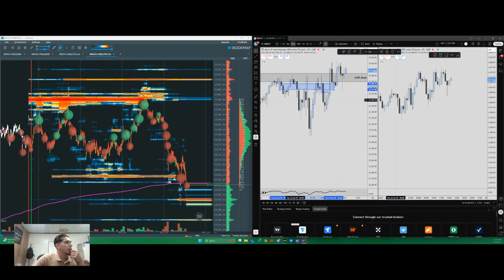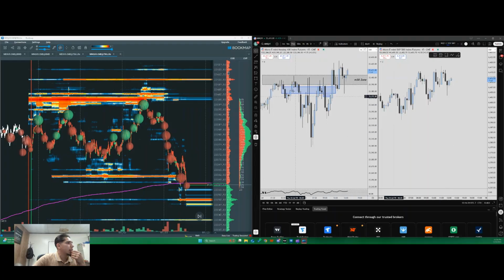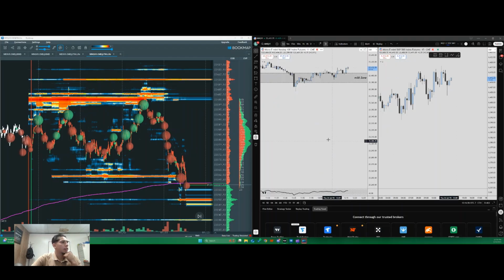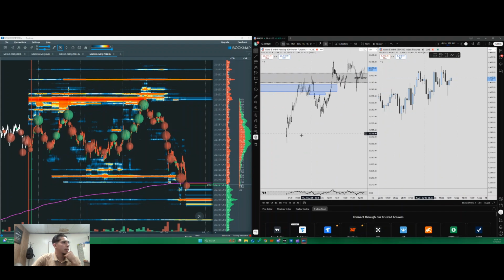I think I liked it still because of the fact that we didn't have any strong closures above it. Even though we did have closures above it, but no strong closures, and we were still respecting it here and here. It seemed to still have some orders in the range, so I think that's why I marked this 15-minute FVG here.